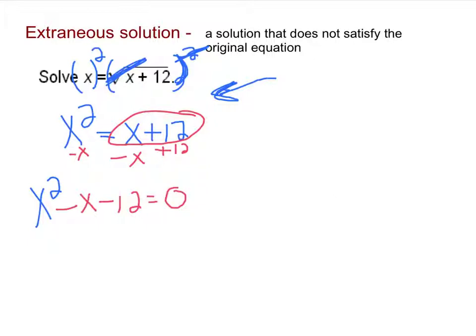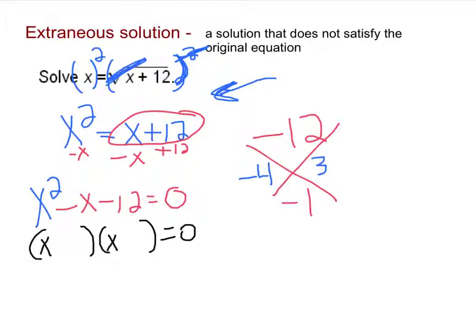Well, now I'm going to factor. I'm going to say what times what is negative 12, but adds to negative 1. Well, negative 4 multiplied to 3 is negative 12, and if you add them, negative 4 plus 3 is negative 1. So I'm going to put x minus 4 and then x plus 3. Remember, when we factor, we take an addition problem, or a sum, and make it a product.